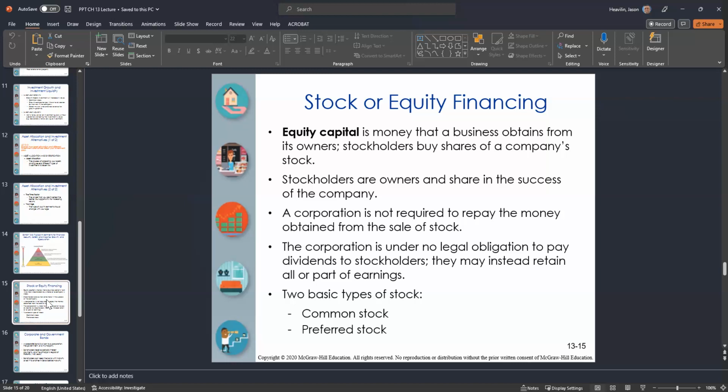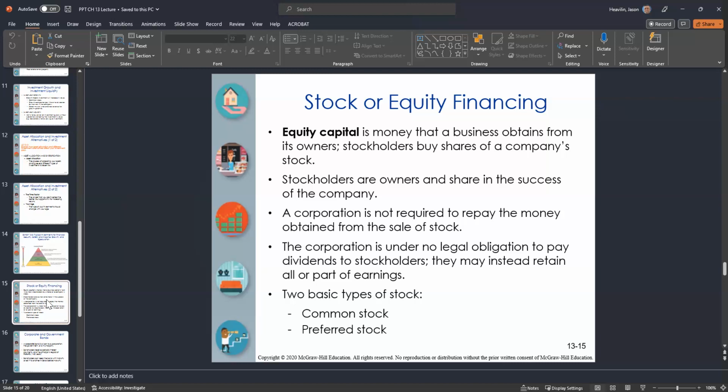The corporation is under no legal obligation to pay dividends to stockholders. It's a choice. Dividends are a choice, and they may start paying them and then stop whenever they want. It's not a good thing for them to do that, but it is possible. They may instead retain all or part of the earnings. I mentioned that word earlier, retained earnings.